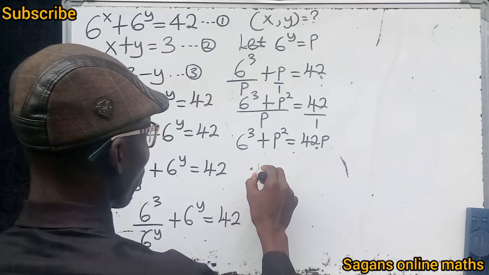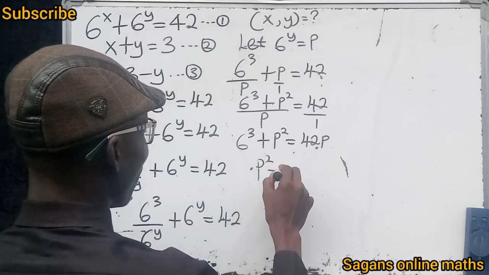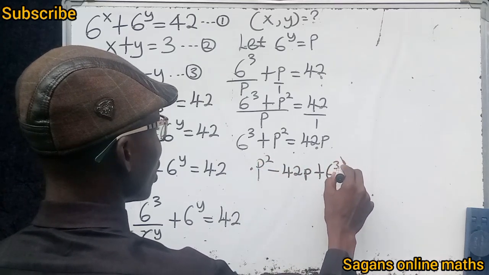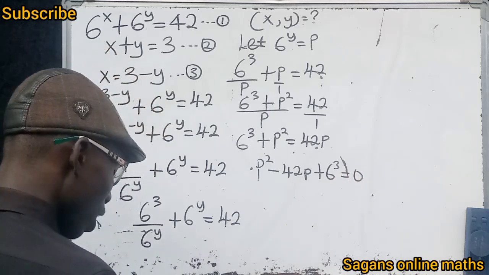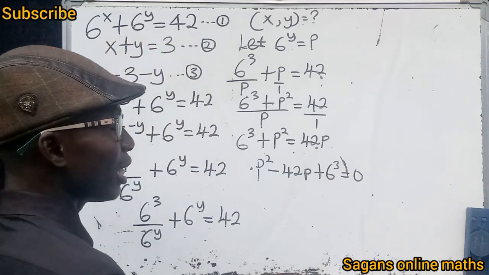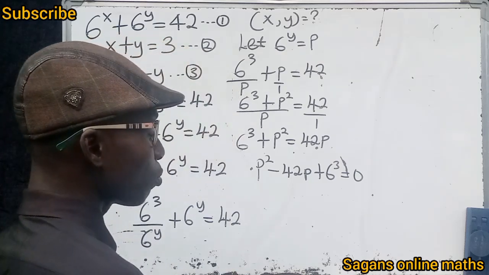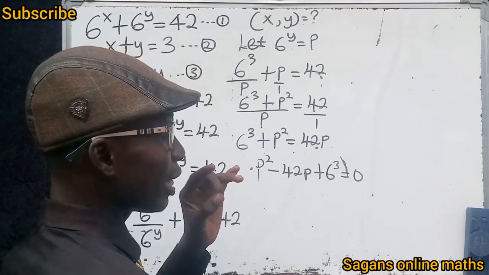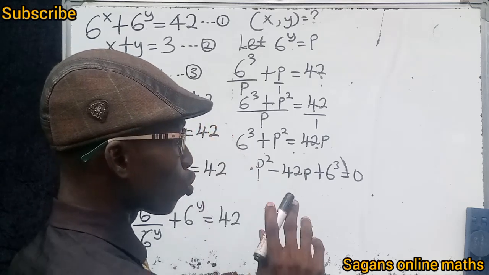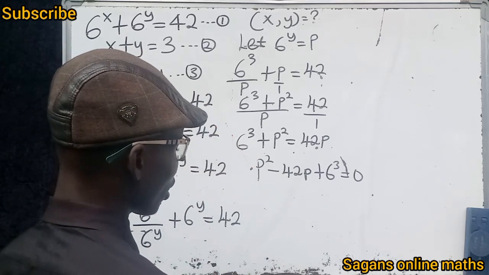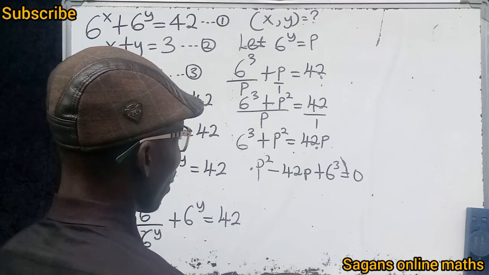So now see that this has become p raised to the power of 2 minus 42p plus 6 raised to the power of 3 equals to 0. Remember that 6 raised to the power of 3 is in the index form. Let's put it in the normal form, because 6 raised to the power of 3 is 6 times 6 times 6, which is what? 216, right? 216. That's correct.